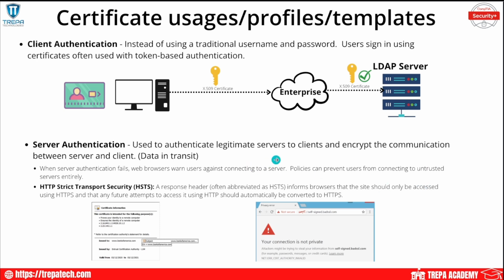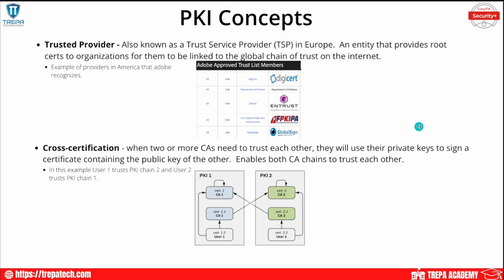Server authentication. This is used to authenticate legitimate servers to clients and encrypt the communication. So we can actually put on there, hey, on your HTTP header, we want to make sure that you're actually authenticating to our server and you trust our certificate before we let you access, okay? So you could do that with HTTP headers, like enabling HSTS.